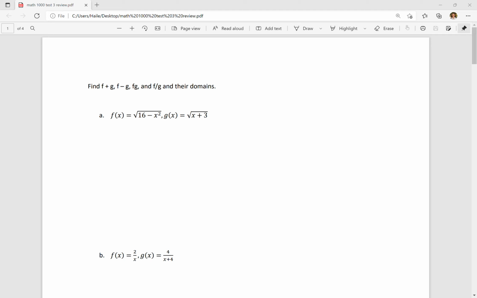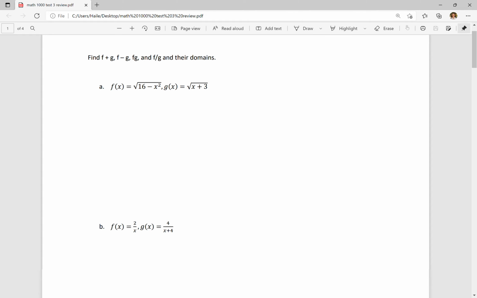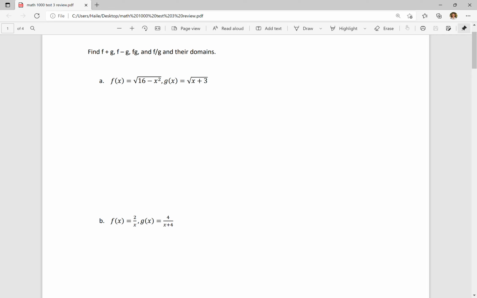For this problem, we're going to find f plus g, f minus g, f times g, and f divided by g and their domains. So we'll start by finding f plus g, f minus g, f times g, and f divided by g. So in this first example, f is the square root of 16 minus x squared, and g is the square root of x plus 3.